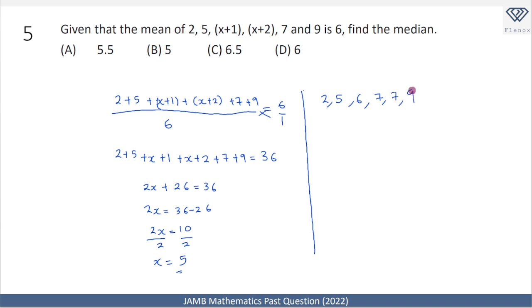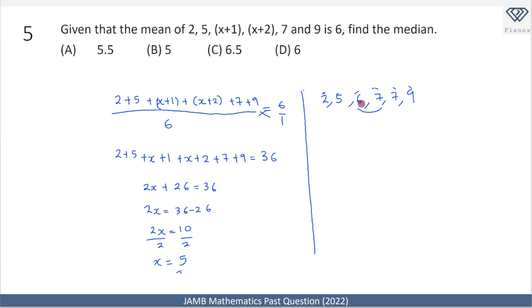So now to find the median of these numbers, you know that the median is the middle number after you've arranged the numbers either in ascending or in descending order. Now we see that these numbers are already arranged in ascending order, so we don't need to rearrange. So we count here 1, 2, 3, 1, 2, 3. Now you can see that there is no one particular middle number. Instead, these two are the two middle numbers.